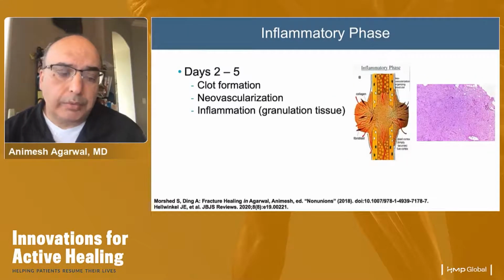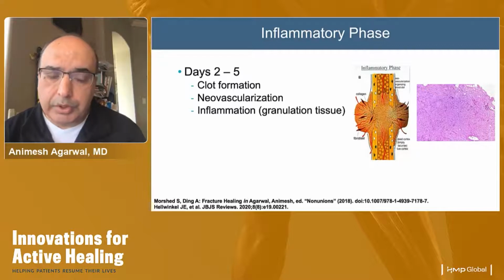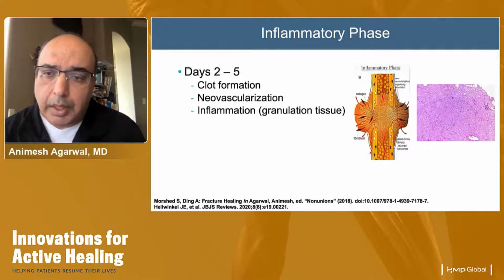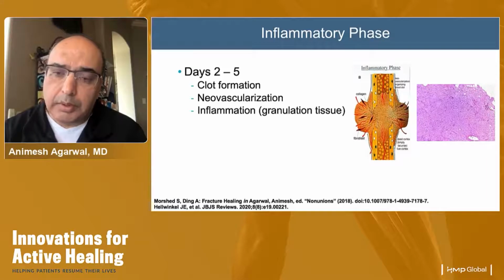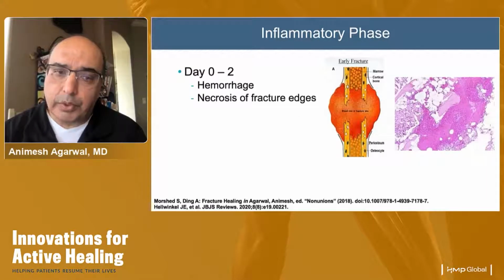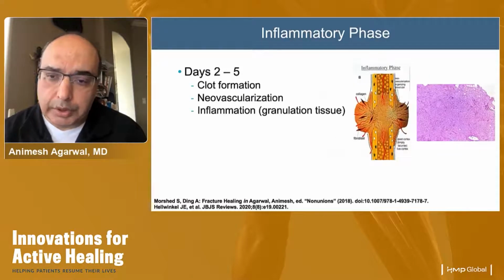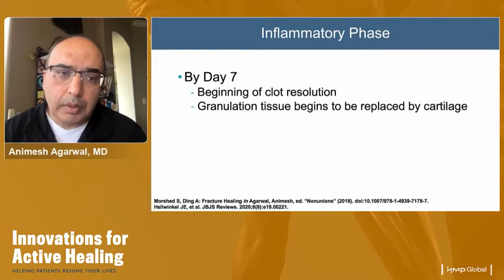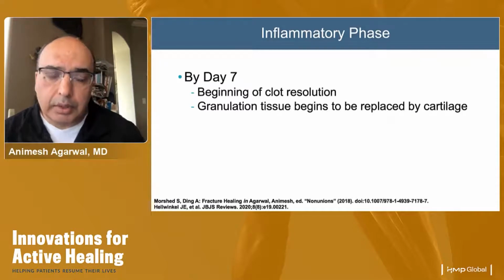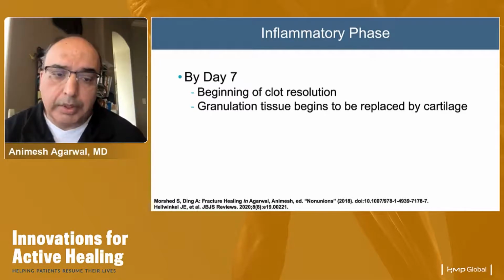During days 2 through 5, you have clot formation. There's neovascularization that occurs, inflammation, which allows for granulation tissue to occur. And you can see what that looks like in the histology on the far right as well, compared to this, where you have some hemorrhage and necrosis. You now get granulation tissue to form. By day 7, the clot starts to resolve. The granulation tissue begins to be replaced by cartilage.